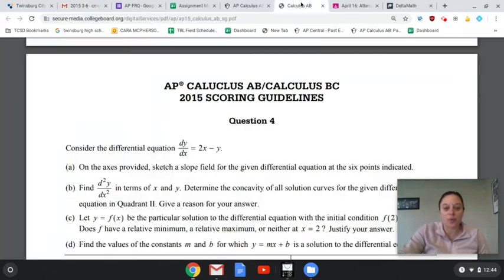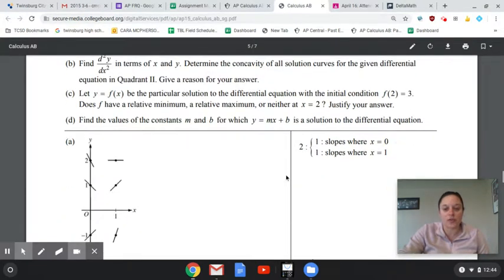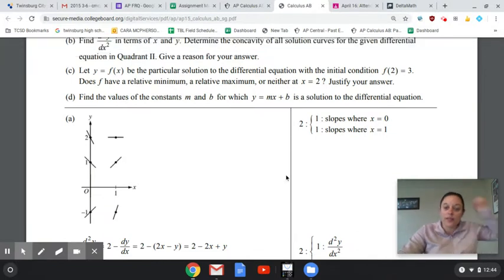But the way it was scored was 2 points, and they always do 2 points for this. They gave 1 point. There was only one place that had a zero slope. It was this point 1, 2 right here. And then all of your other slopes were here. They actually split it up differently here. They looked at these slopes as 1 point and these slopes as 1 point. So if you had the 3 slopes correct when x was 0, you got a point. If you had the 3 slopes when x was 1, you got a second point.